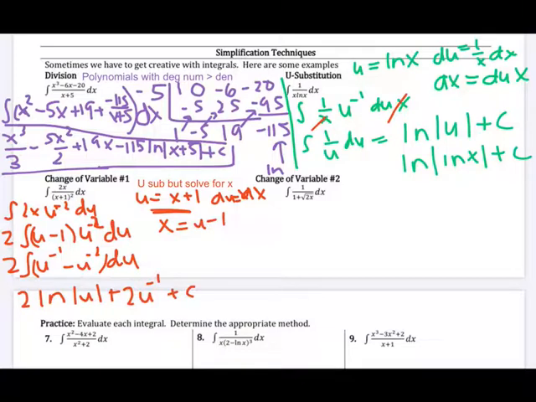And then don't forget, as always, we need to put x back in. So this is 2 times the natural log of the absolute value of x plus 1, plus 2 over x plus 1, plus c.